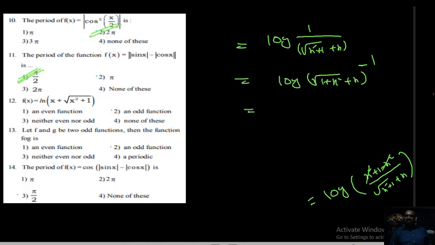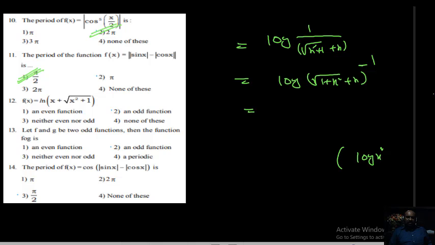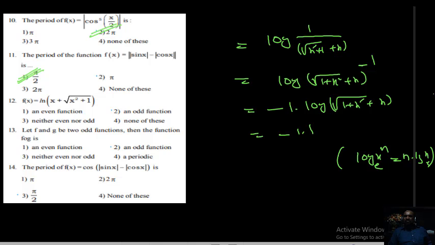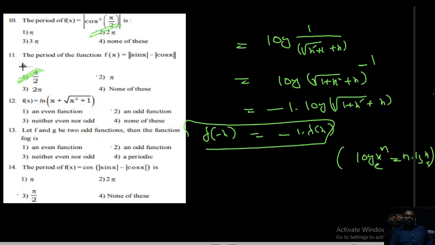According to the logarithmic laws, one law is there, no? Law number 3: log of x power n to the base e or a, whatever it may be, is n into log x base c. So this is minus 1 into logarithm of root over 1 plus x square plus x. That is minus 1 into f of x. What did you get? f of minus x equals minus f of x, which means it is an odd function. Odd.